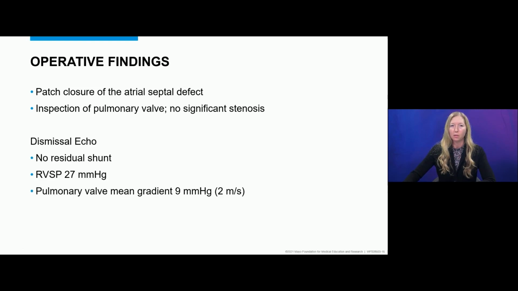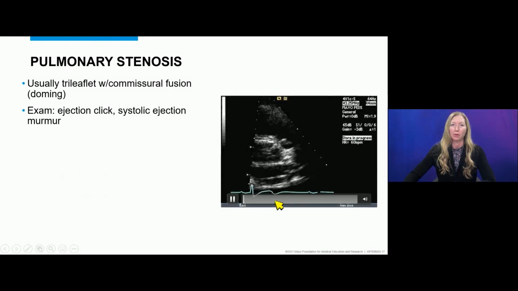And the dismissal echo showed no residual shunt, RV pressure down to 27. And remember, I showed you that the pulmonary valve domed, so there was very mild stenosis with a velocity of 2 meters per second and a mean gradient of 9 millimeters of mercury.